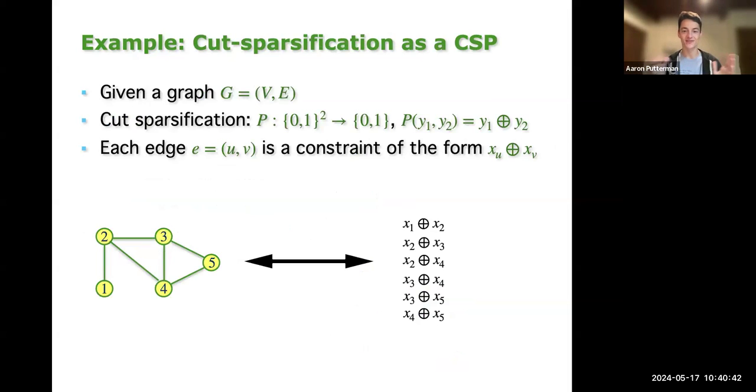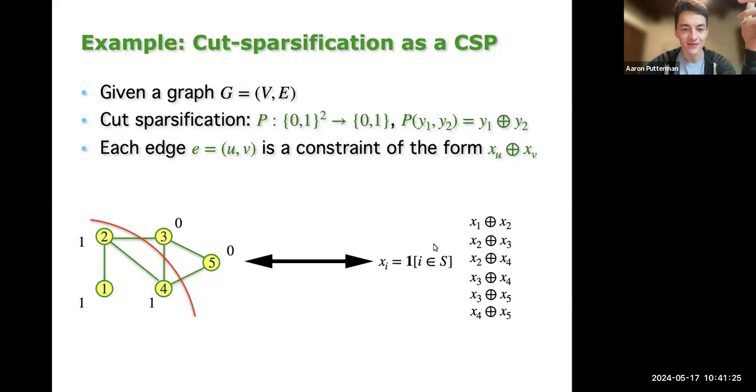This phenomenon was called CSP sparsification. And the observation is that, for instance, if we talk about graph cut sparsification, it has a sort of canonical representation as a CSP. So what do I mean by this? If we're given a graph G with vertices V and edges E, for every edge, say the edge is crossing between two vertices U and V, we can instead create a corresponding constraint, which is just an XOR constraint between the two vertices U and V. So again, here, for instance, there's an edge between vertices 2 and 3. So this would mean we add an XOR constraint, X2 XOR X3.